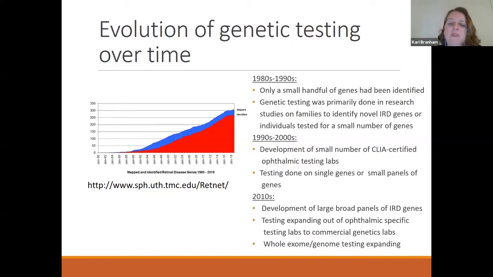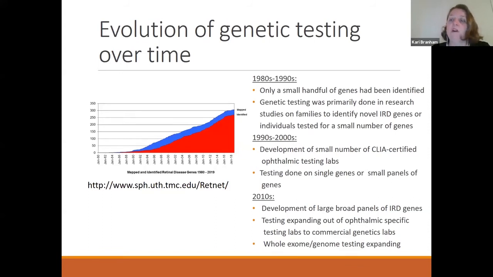Around 2010, we were seeing the development of large, broad panels of genes, and testing was expanding out of ophthalmic-specific labs, which were primarily located at academic medical centers, and into commercial labs. By that, I mean genetic testing labs that might do testing for cancer or heart disease or that kind of thing. They were expanding to those labs who started offering ophthalmic panels as well. Now we're getting to the point where there are some labs that may offer whole exome, whole genome testing that has been greatly expanding over time.